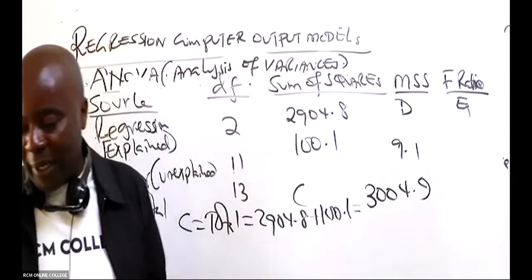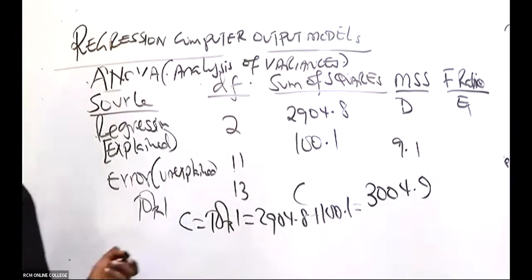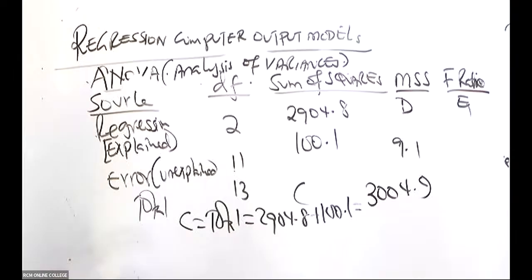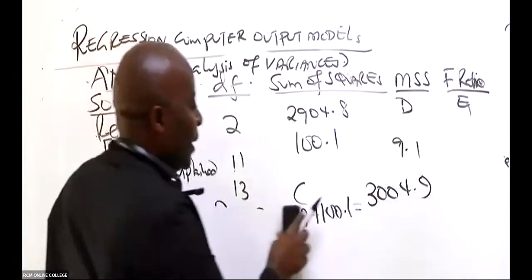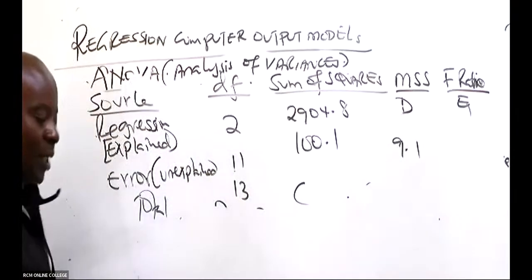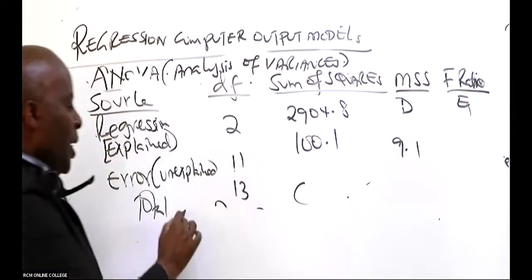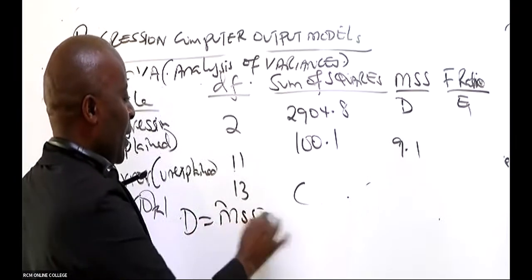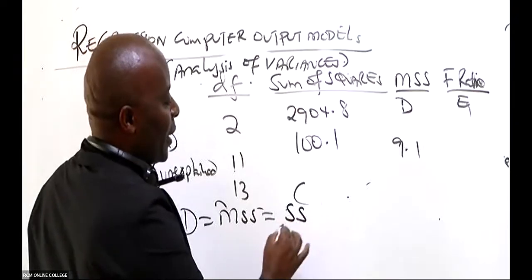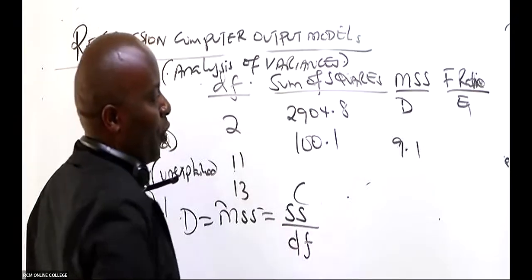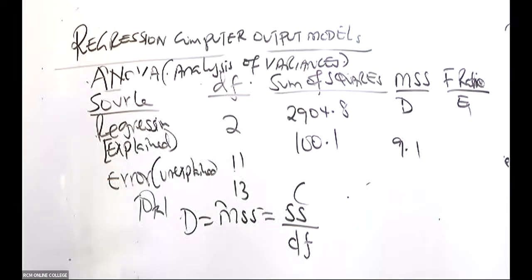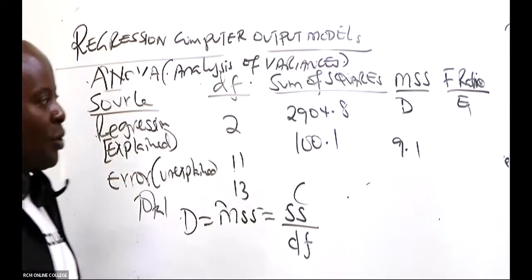It will be 9.1. So in short, D is MSS. To get it, we normally take sum of squares divided by degrees of freedom. Anytime they want us to get mean sum of squares, you take sum of squares divided by degrees of freedom.